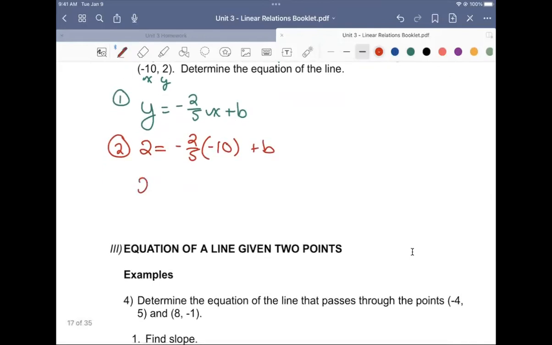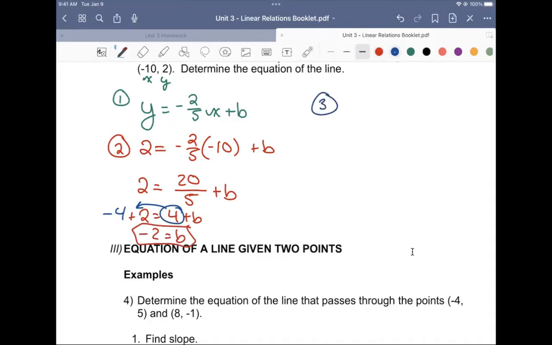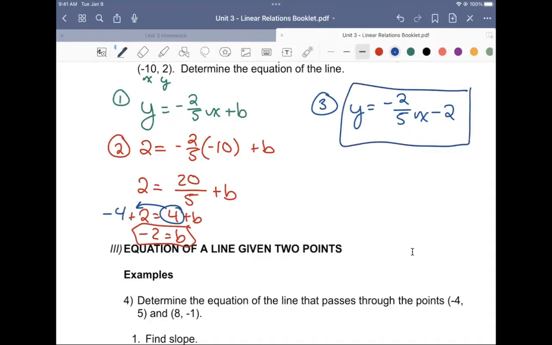Now I'm just going to rearrange and solve. So this is equal to negative 2 times negative 10 is 20 over 5 plus b. 2 equals 4 plus b. I'll get negative 4 plus 2, which gives me negative 2 is equal to b. And my last step is to just rewrite that out as y is equal to negative 2 over 5x minus 2. That is, oops, gonna fix up that rectangle. My final answer, so the equation of my line is y equals negative 2 over 5x minus 2.